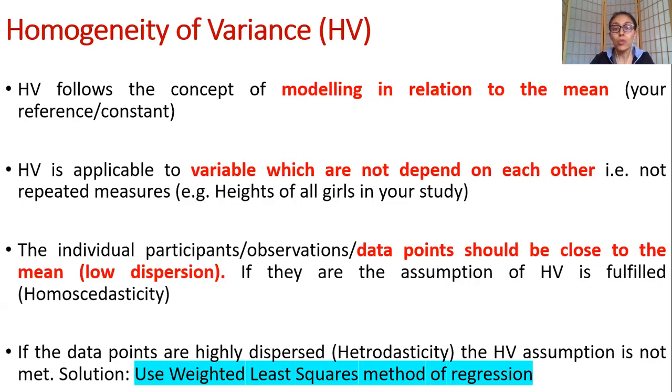Now you have the concept of homogeneity of variance. Homogeneity of variance is, say, kind of similar to goodness of fit. What was goodness of fit? The closer the dots are to the line of regression, the better the model, right? So homogeneity of variance is telling the same story. Homogeneity of variance follows the concept of modeling, and modeling is nothing but goodness of fit. Okay, modeling in relation to the mean. Your mean is, for instance, your central tendency or line of regression, which is also called your reference or your constant.